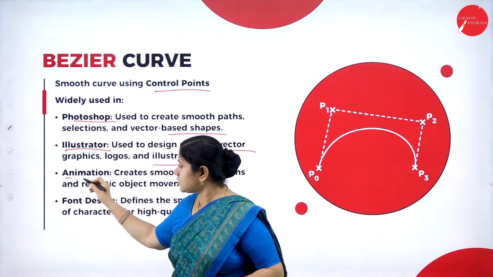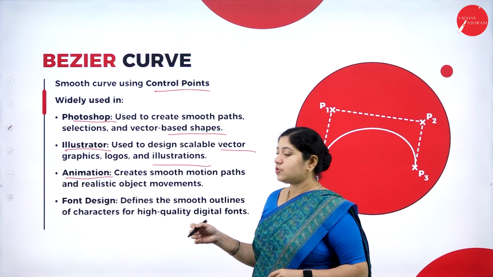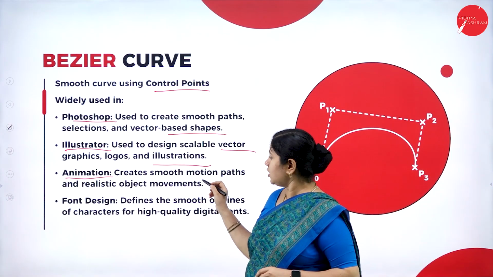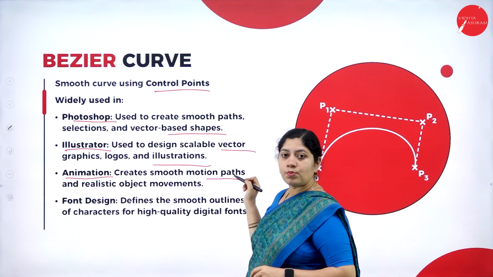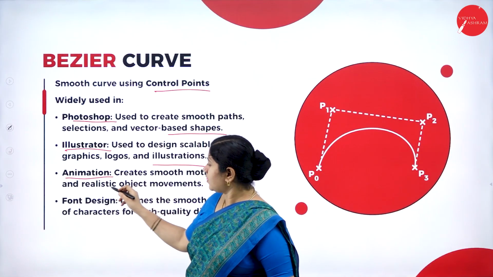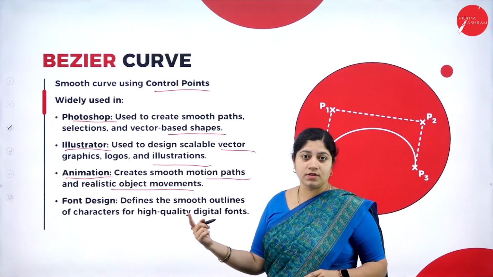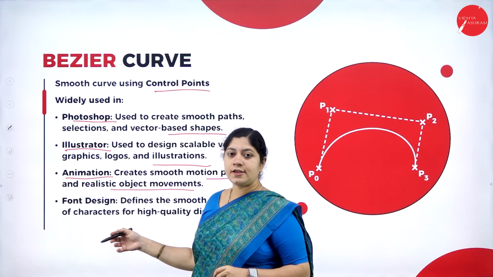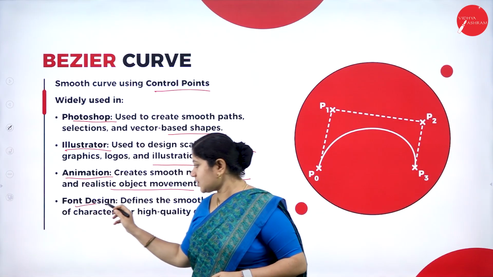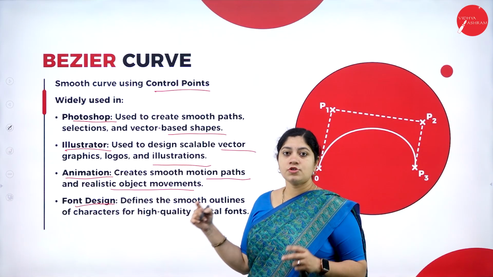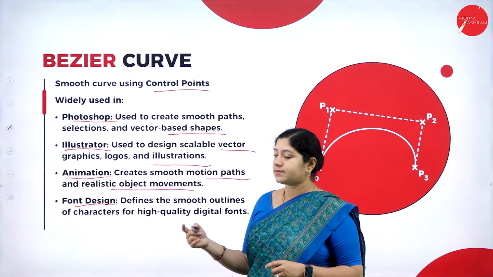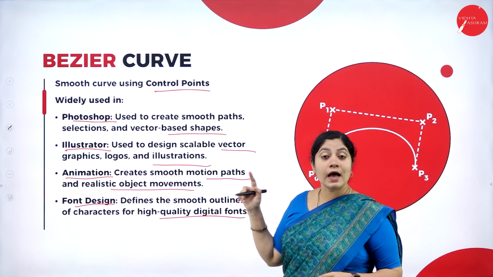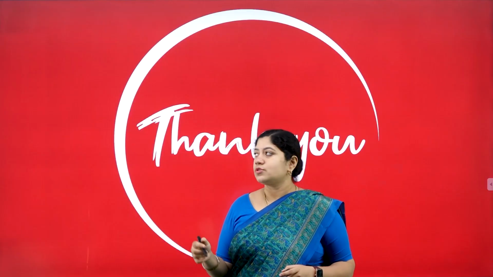Next one is animation. It is used in animation in order to create smooth motion paths and realistic object movements. Next, it can also be used in the creation of font designs, where it is utilized to define the smooth outlines of characters for high quality digital fonts. So this is with respect to the Bezier curve.